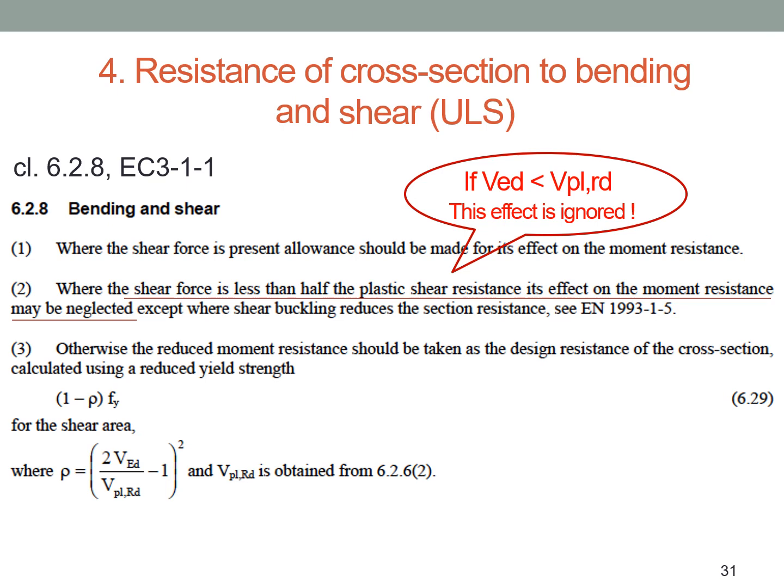So this shear force does not influence our moment capacity. Okay, so next calculation is you need to check the resistance of cross section due to bending and shear. And the combination of bending and shear, where the shear force is present, allowance should be made for its effect on the moment resistance. Where the shear force is less than half of the plastic shear resistance, its effect on the moment resistance may be neglected, except where the shear buckling reduces the section resistance. So if VEd is less than 50% of the Vpl,Rd, then the effect of bending and shear is ignored.